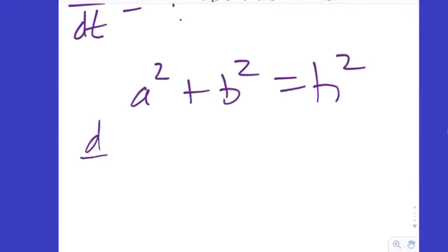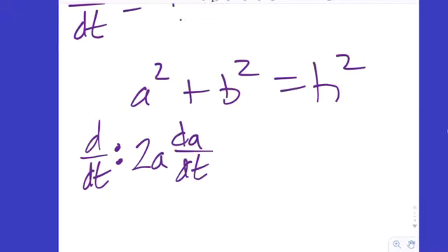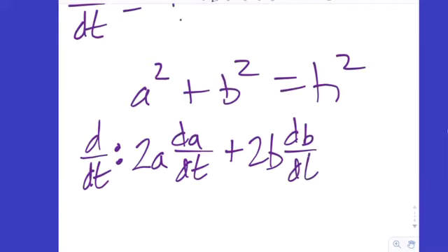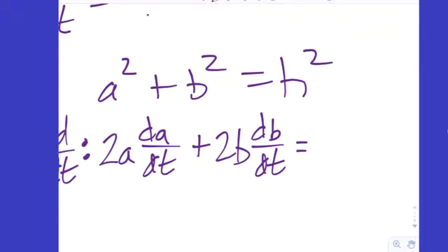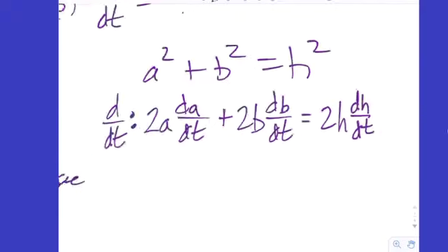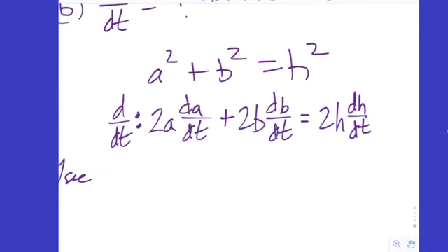All right, so here we go. d/dt. The derivative of A squared with respect to t is 2A times the chain rule dA/dt, plus B squared is 2B dB/dt. The rejected line in Hamlet. The derivative of H squared is 2H dH/dt. That one was also rejected on more than one ground. There's your rate equation. How many unknowns does it have in it? 6. So I have to know 5 of the 6 in order to evaluate it.